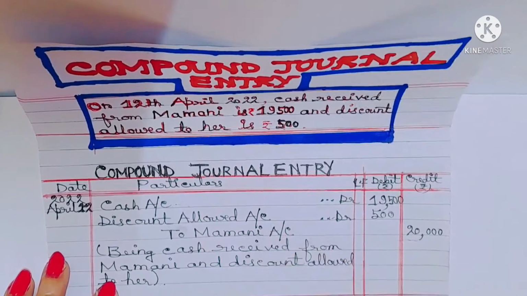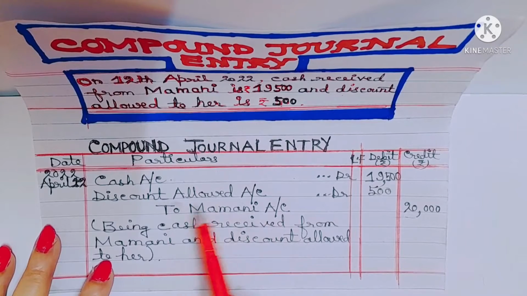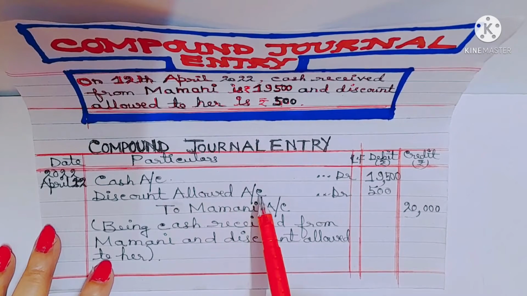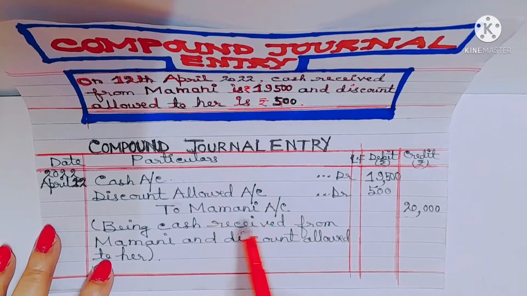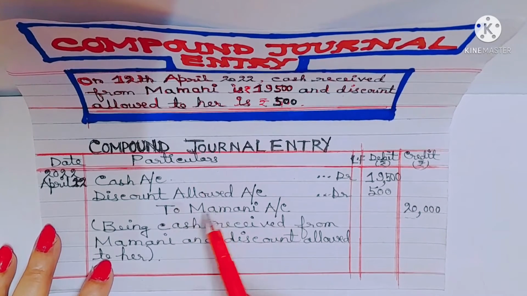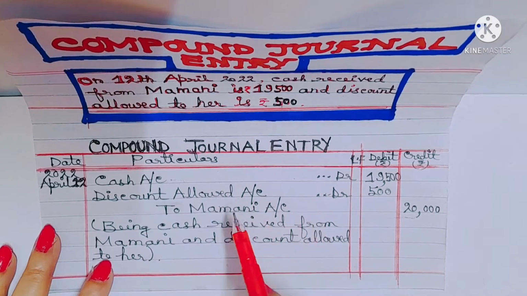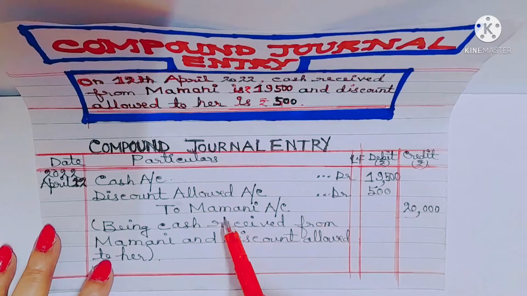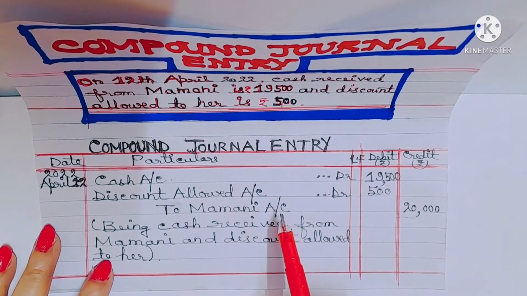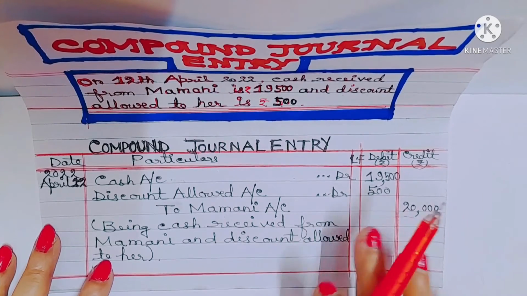Let's do discount allowed. What is the position of the discount allowed account? Discount allowed account is on the debit side. So who is on the opposite side? The Mamuni account. So the Mamuni account will appear on the credit side. Where will the Mamuni account appear? The Mamuni account will appear on the credit side in the discount allowed account. Understood? Clear?